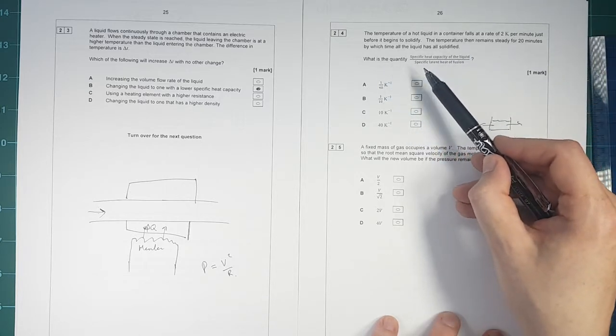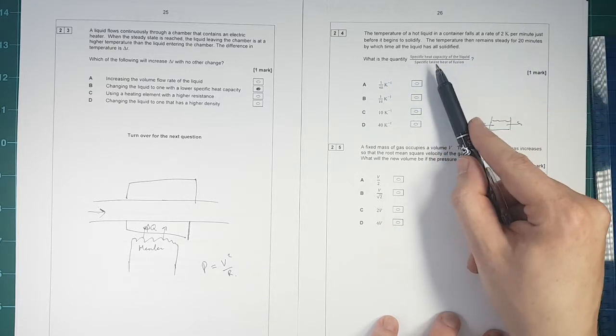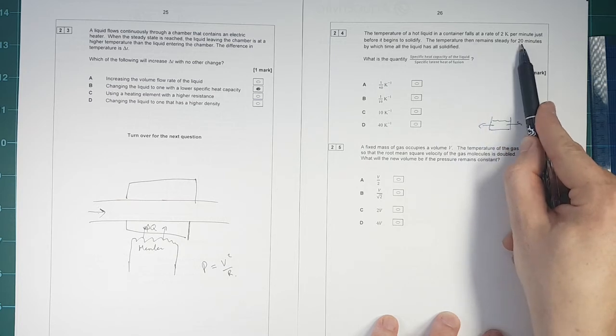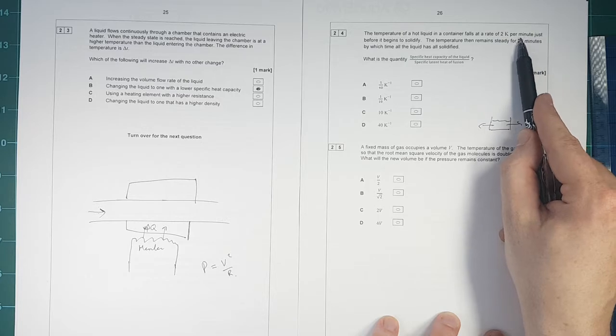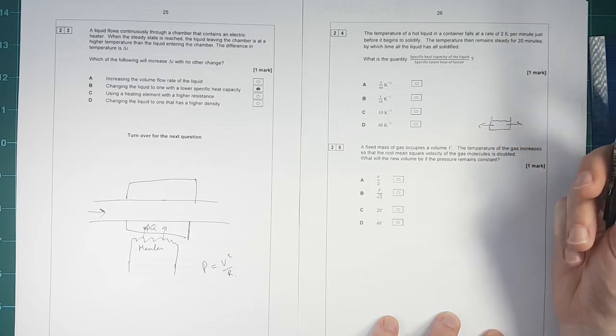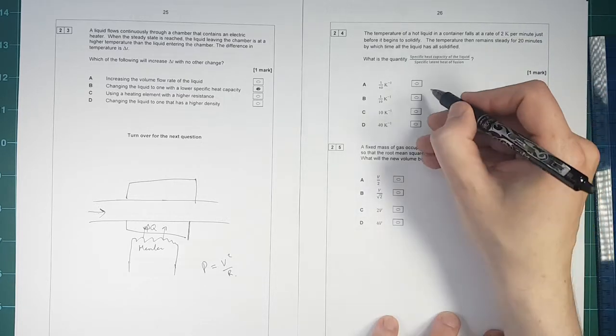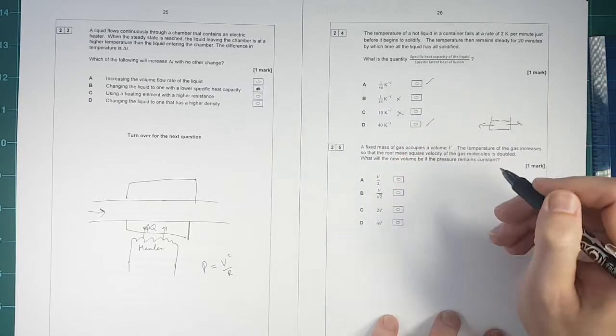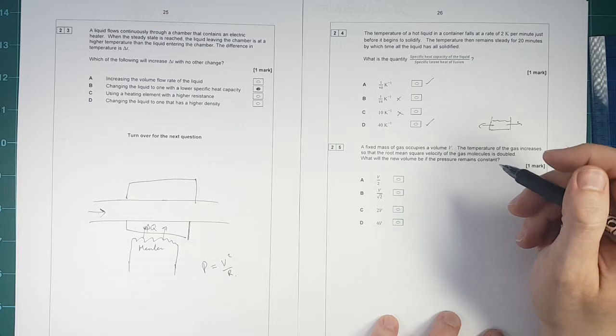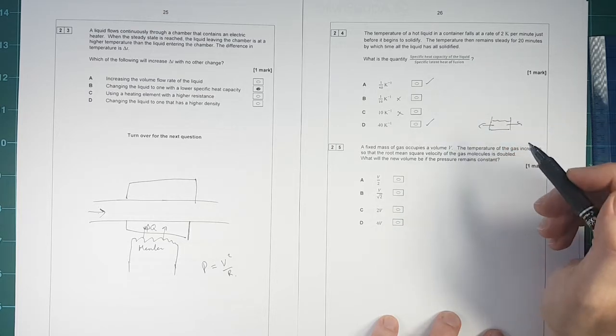Okay, so there are various ways you can do this. The way I did it was I thought, well, in 20 minutes, how many Kelvin would it move? Well, if it's 2 Kelvin per minute, then in 20 minutes it would move 40 Kelvin. So it's definitely either going to be that one or that one. It's not going to be either of those two. So we've got 40 Kelvin.